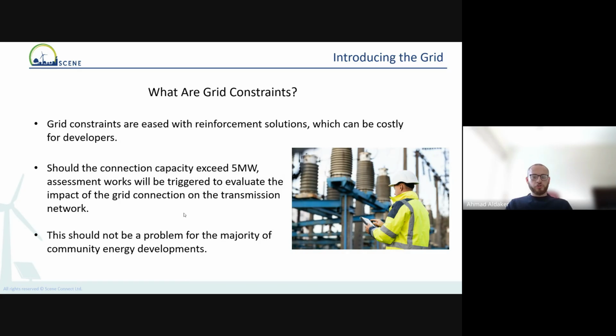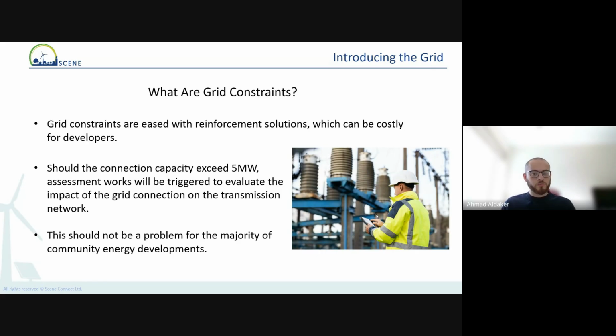So the standard solution to a grid constraint is to conduct reinforcement work on the constrained asset. So this can range from installing new additional circuits, new underground cables or overhead wires, and depending on the scale of work required, this could be quite costly for the grid operator. And if the reinforcement was triggered by a request from the developer, the cost may partially fall back on the developer to cover expenses.